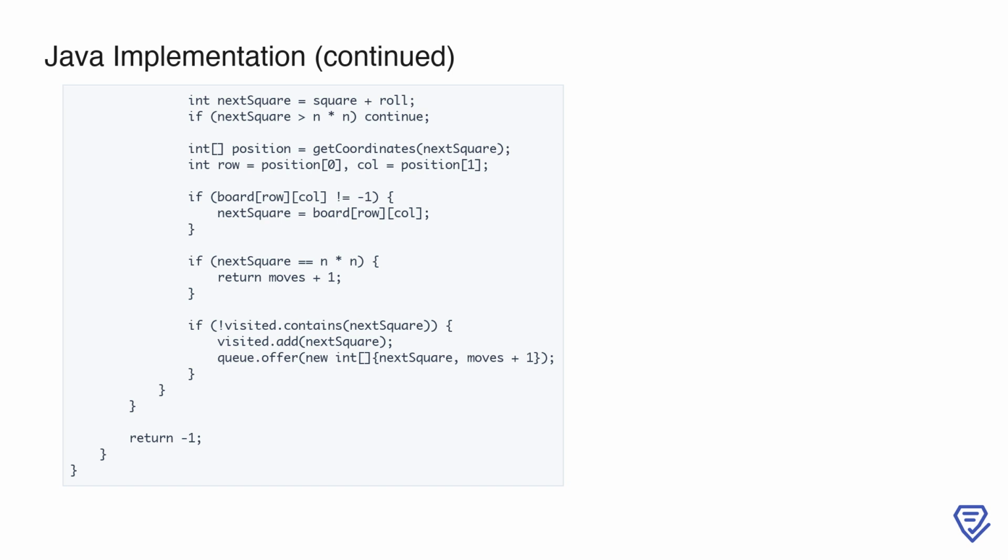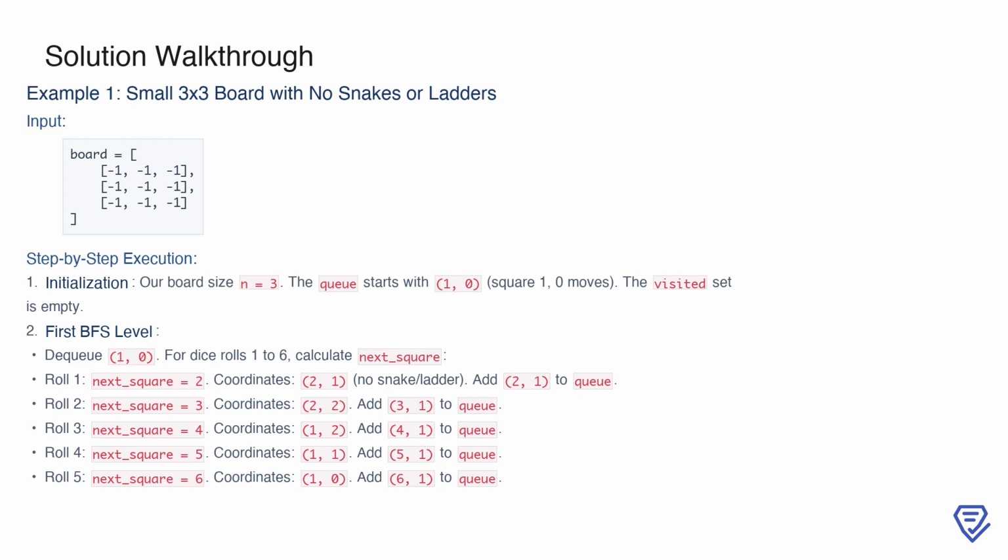To solve the problem, we start by analyzing a small 3x3 board with no snakes or ladders. The input board is represented as a 2D array with all values set to -1, indicating no special cells. First, we initialize the board size as n equals 3. The BFS queue begins with the tuple (1, 0), where 1 is the starting square and 0 represents the number of moves taken so far. We also maintain a visited set to track visited squares and avoid revisiting them.